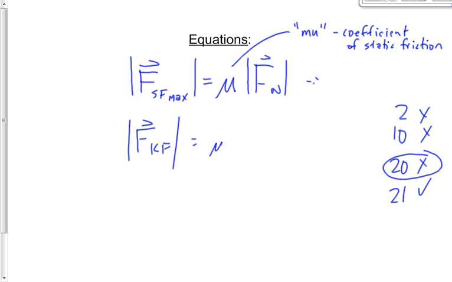The force of kinetic friction is equal to mu, which this time is the coefficient of kinetic friction, which is going to be a different value than the coefficient of static friction. Higher or lower? Remember, it's a measure of how much two things stick together. Do two things stick together more when they're moving, or less when they're moving? Less. The coefficient of kinetic friction would normally be less than the coefficient of static friction.